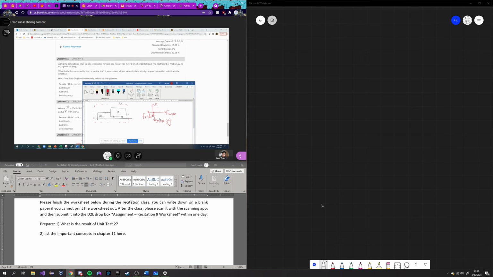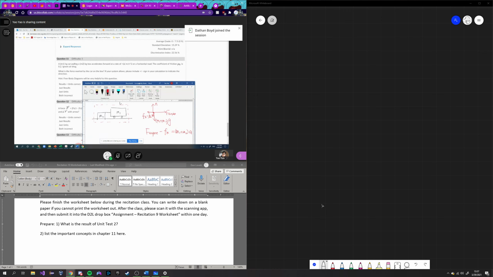So after we analyze this system, we can solve for the normal force very easily, which equals m1 plus m2 times g. And we can also calculate the friction force. And we can also calculate the engine force, because engine force minus Fk equals the net force, which equals m1 plus m2 times acceleration. So then you can calculate the engine force.